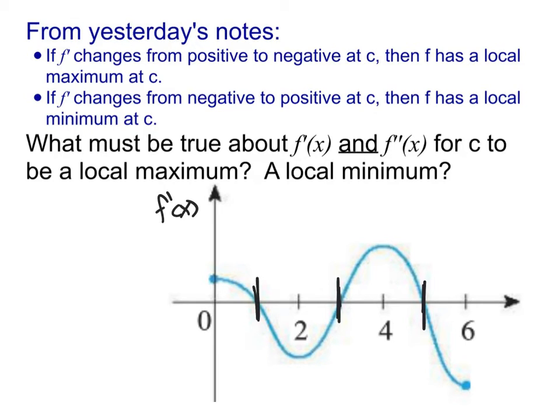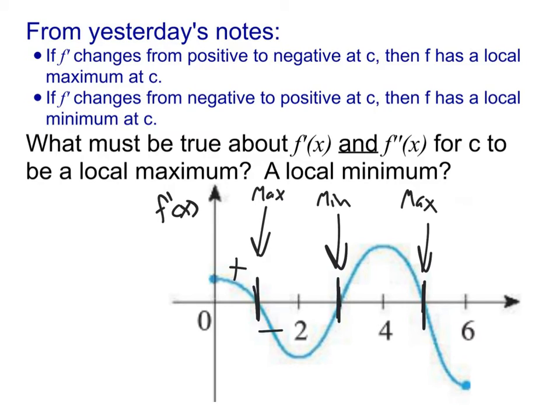Remember, that's where it's changing from positive to negative. So for instance, this one's a local maximum. What is true about the slope of my derivative function there? That slope, notice here at our local maximum, is negative. Here is also where it was a local maximum. You notice our slope there is negative. And here, it was a local minimum. Notice the slope of my derivative function here is positive.